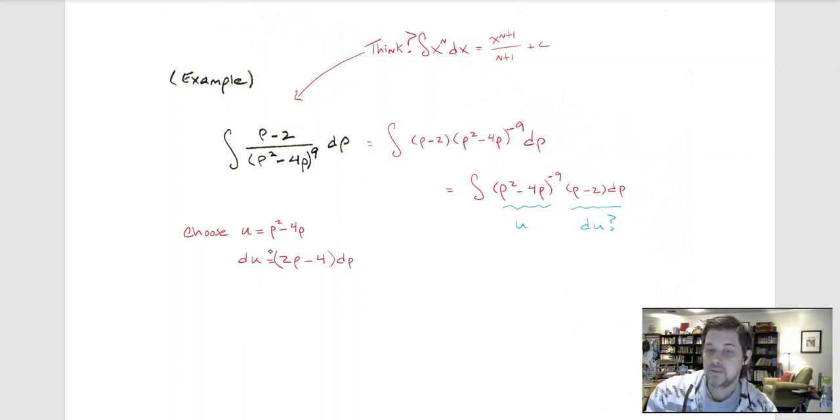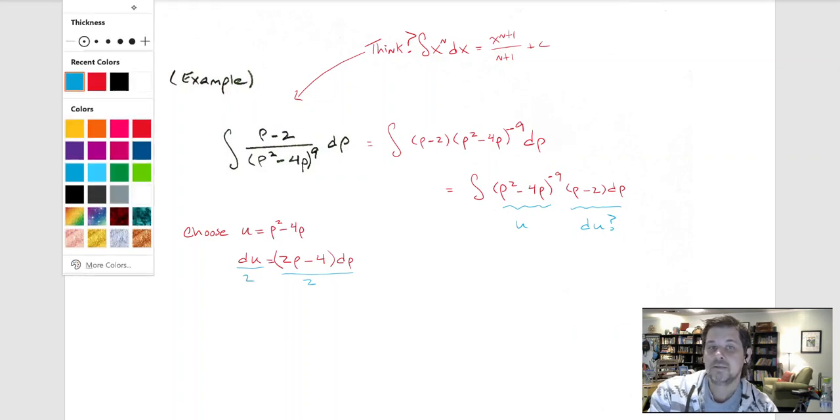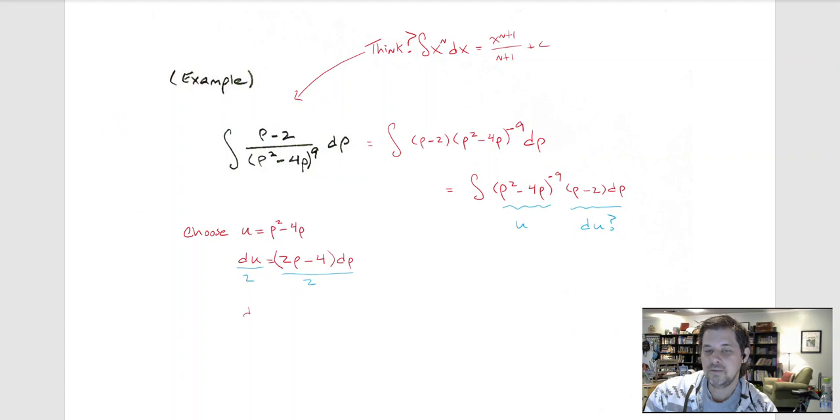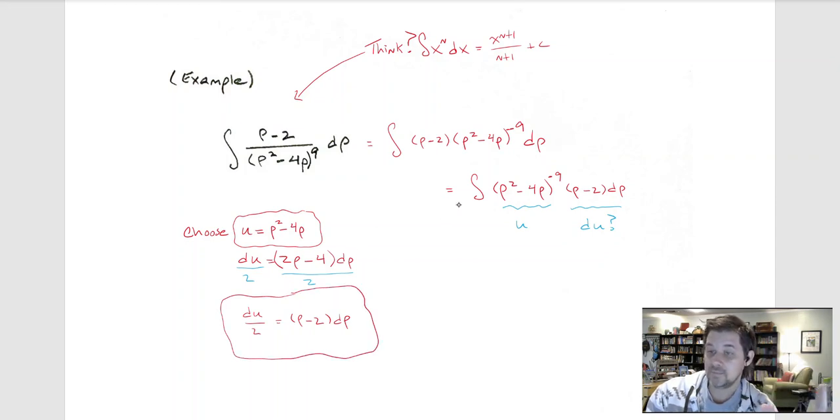Like I could divide this entire equation on both sides by 2. That would do it. All right. And let me show you, I get du over 2, and 2p minus 4 all divided by 2 is going to be p minus 2 dp. So yes, between this and this, I can complete the substitution.